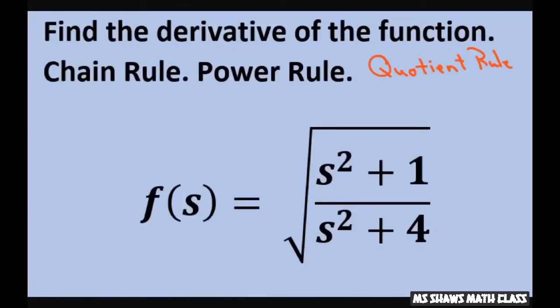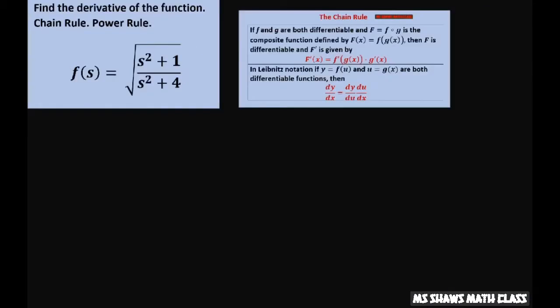Everyone, we're going to find the derivative of the function with the chain rule and also use the quotient rule. So this is our function, f of s, and I'm going to rewrite it in rational form so I don't have this radical. So we have s squared plus 1 divided by s squared plus 4 to the 1/2 power.